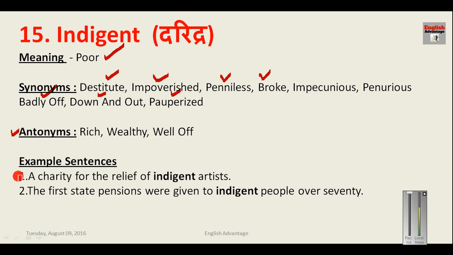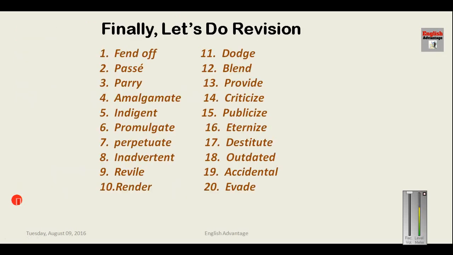Example sentences: a charity for the relief of indigent artists, poor artists. The next sentence is: the first state pensions were given to indigent people over 70. So these are the example sentences. Now here you can do the revision of what you have learned.